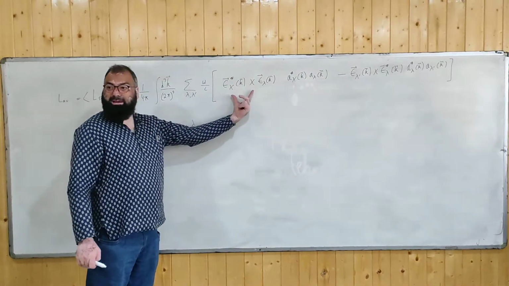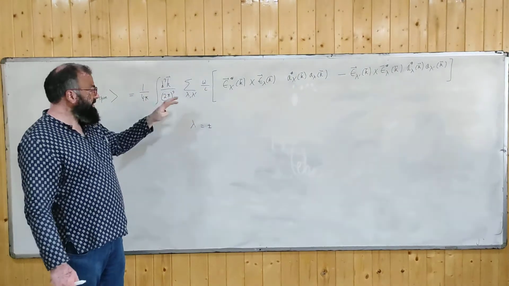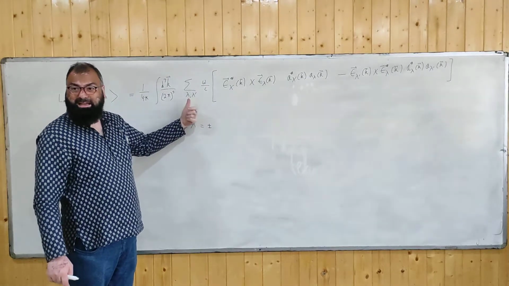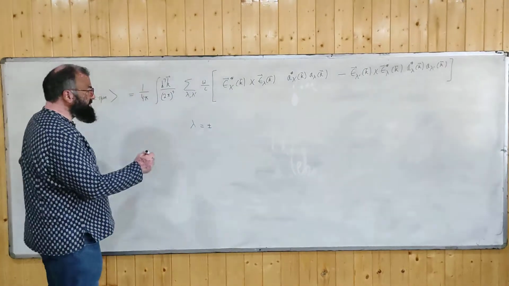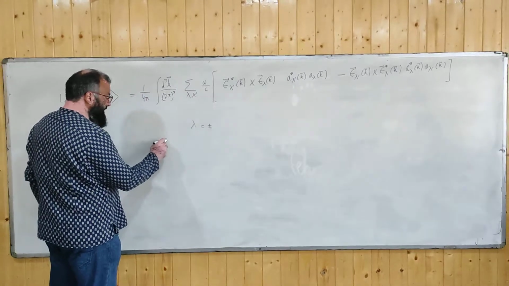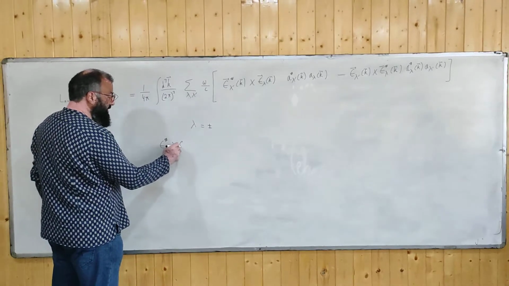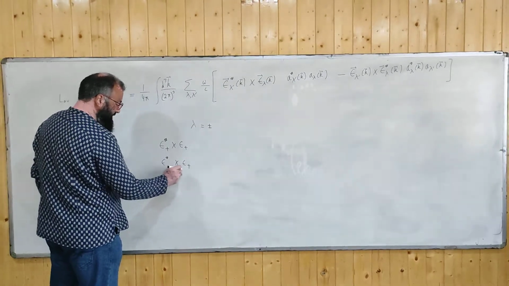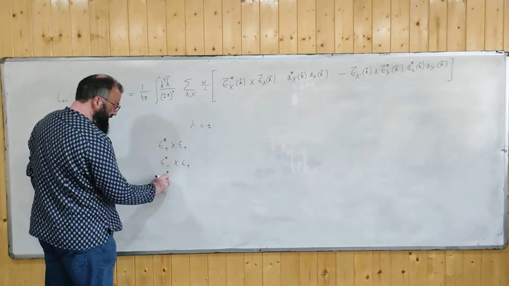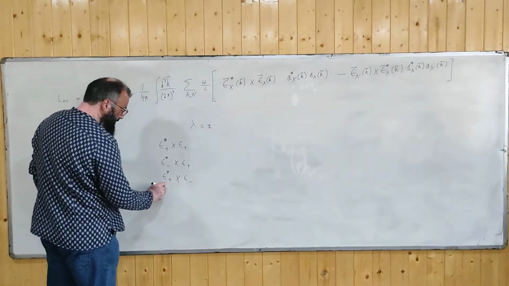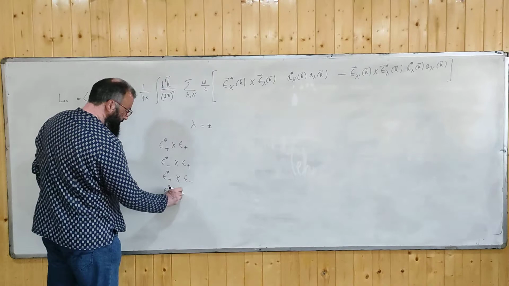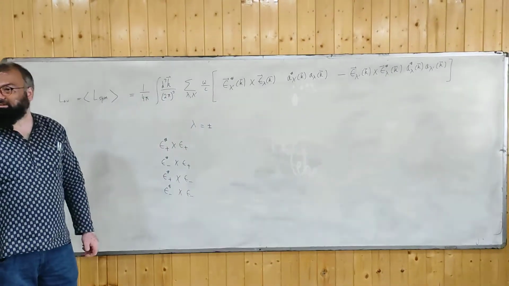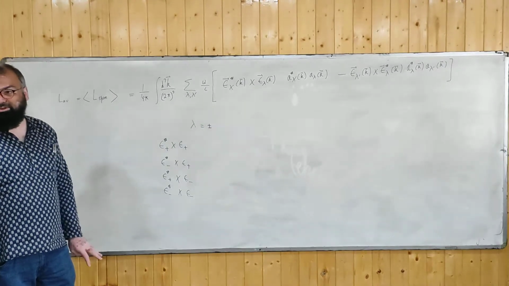So now let's look. You have this cross product. Let's check how many possibilities there are. Lambda prime can go plus and minus, and lambda can go plus and minus. So how many possibilities are there? You will have epsilon star plus cross epsilon plus, epsilon star minus cross epsilon plus, epsilon star plus cross epsilon minus, and epsilon star minus cross epsilon minus. So we have these four possibilities. Now let's check out of these four how many will contribute.